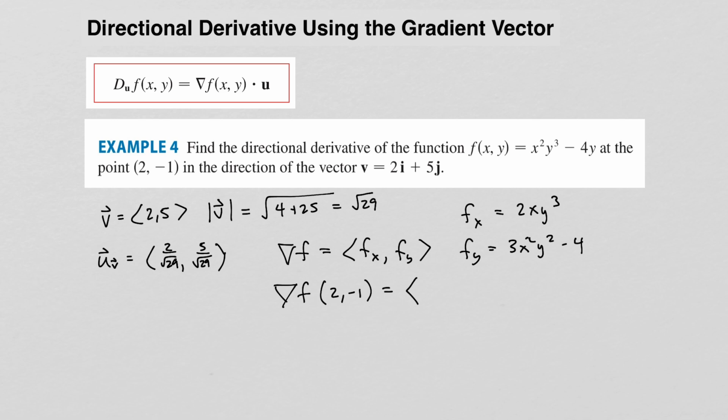So that's going to give us 2 times negative 1 to the third. And then for the y coordinate, 3 times 2 squared times negative 1 squared minus 4. And this is the vector (-4, 8), since 3 times 4 times 1 minus 4 is 8.